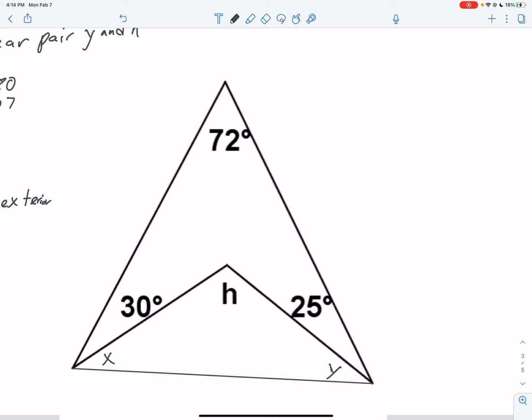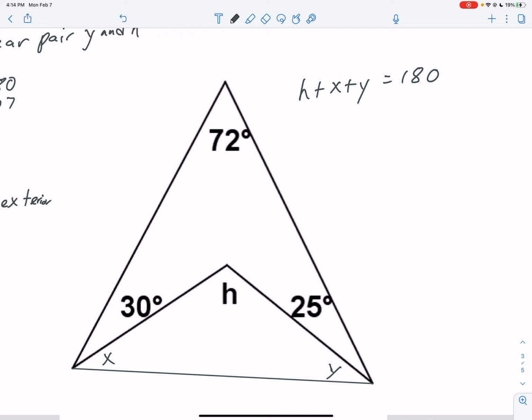And then she said, okay, well, if we put our aux line right there, we can find h. We don't actually care what x and y are, right? We care about the fact that we find h. And h plus x plus y equals 180. So she went through that and she wrote that down.